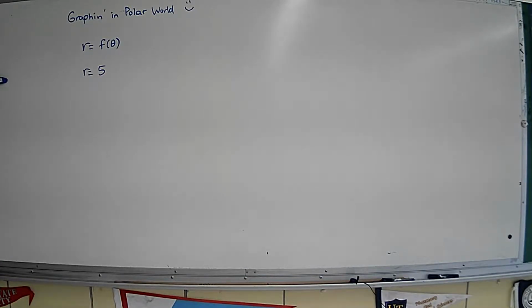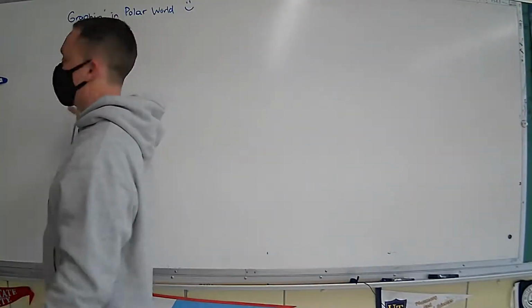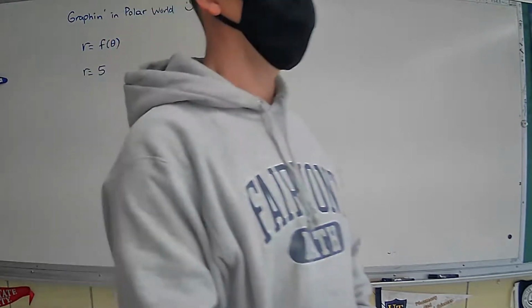Right? r equals 5. What would that be? If I said, hey, it doesn't matter what theta is, r is always 5. The distance is always 5. What's that going to be? Circle. Okay? More importantly, it's going to be a circle centered at the origin. Because as you're going to see in a second, we can have circles that don't have equations r equals 5. All right? But r doesn't change. It's constant.